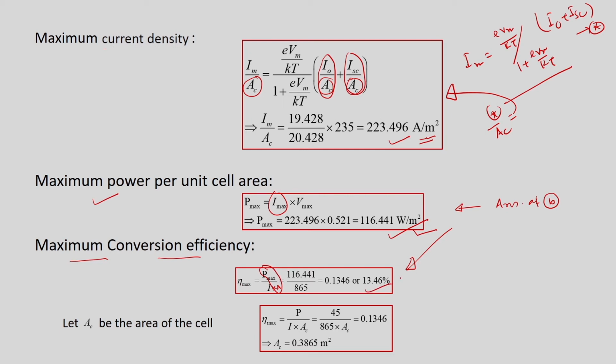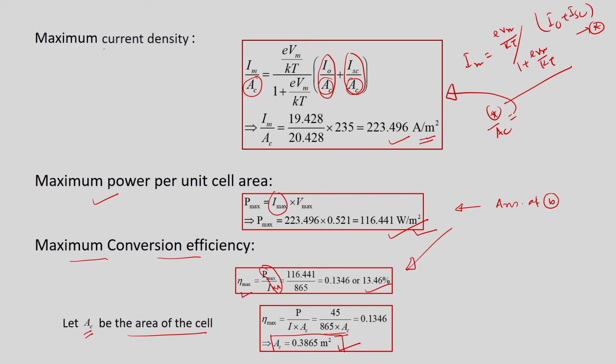Okay. So if we need to find out AC, or say cell area, how to do that? Let AC be the area of the cell, and we know this eta max, and P is given as 45. Then we use this equation, and from that we can calculate what is AC, or area of the solar cell. So this area of the solar cell we can calculate by using this procedure. For this case it is about 0.3865 meter square.